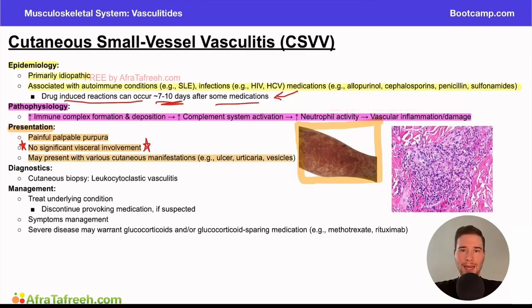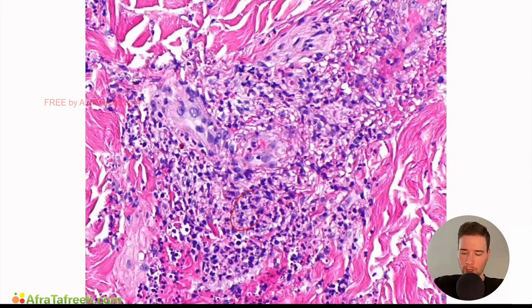Now, when we think about the diagnostics here, the main one I want you to focus on for test day, the main differentiating feature is going to be the cutaneous biopsy showing leukocytoclastic vasculitis. So if you draw your attention to this image over here, you can see an assortment of neutrophils in the area with the dark purple staining, in addition to some fragmented nuclei. And so this collection of findings is known as perivascular inflammation, which is neutrophil predominant. And that's why this is referred to as a leukocytoclastic vasculitis.